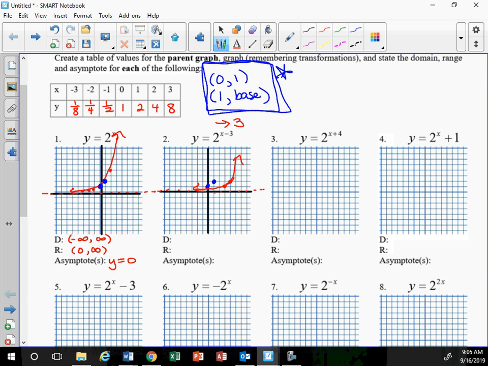These are hefty packets, guys. All right, let's do number 4 together, and then I'll have you try a couple on your own here.